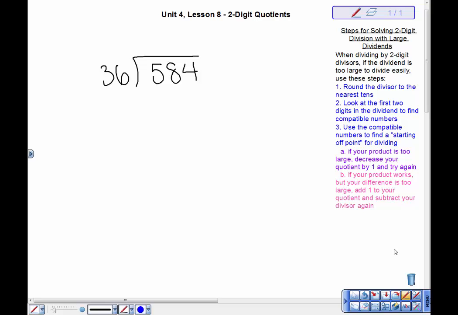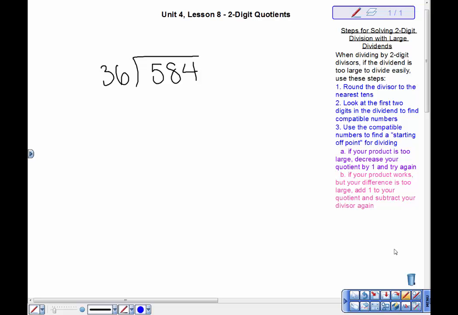We're going to take a look at the problem on the screen. We're still going to use the same steps that we looked at yesterday, but when we get to trying to find a compatible answer or a starting off point, we're going to have to do a little bit of division. When we use bigger numbers and get 2-digit quotients, sometimes we may have to adjust our answer a couple times. We may be a little bit further away, and we may need to make our quotient smaller or larger more than once. So let's go ahead and try the problem 584 divided by 36.